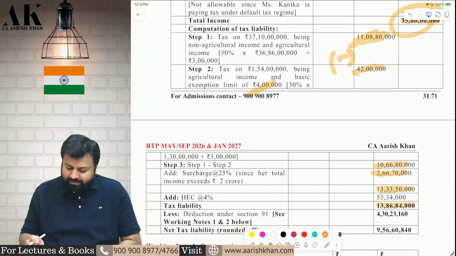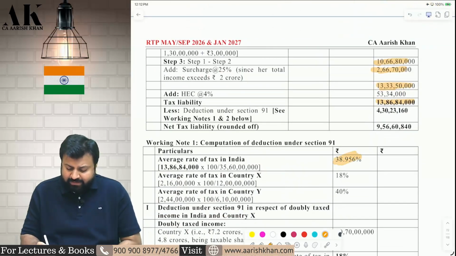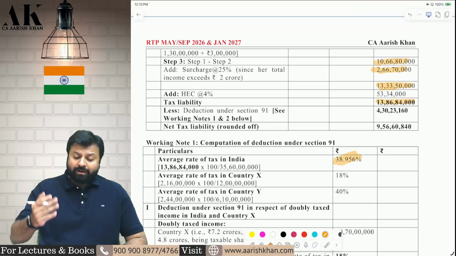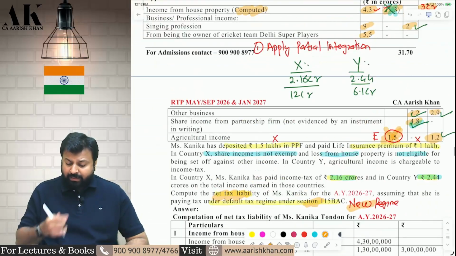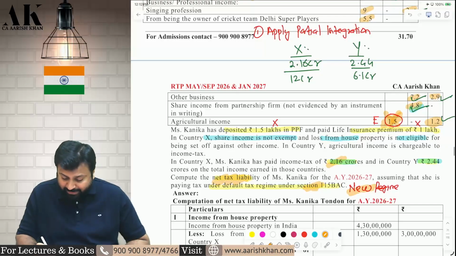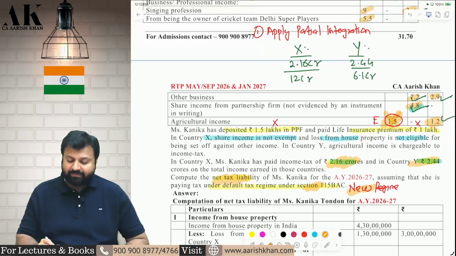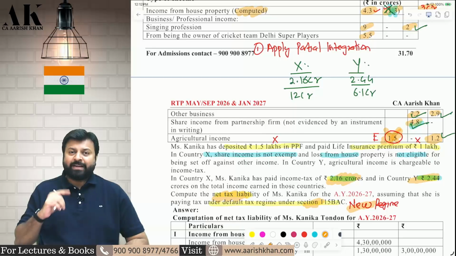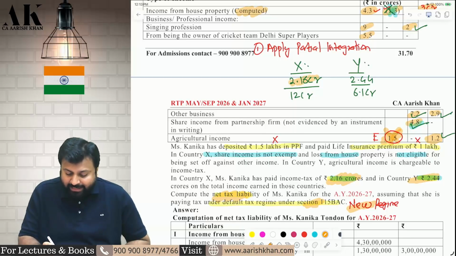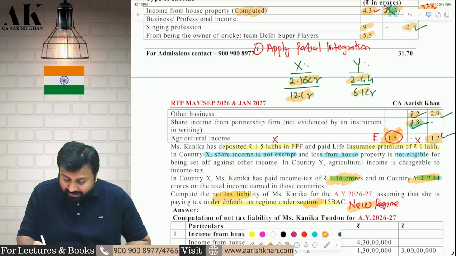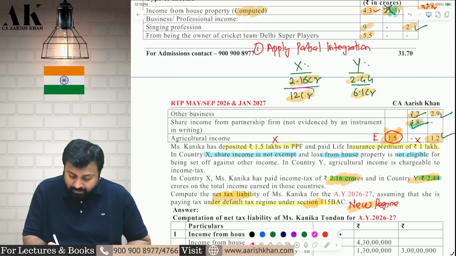You will get your tax in India, 13 crore 86 lakhs. You will get your average rate in India. Then you have to find out the average rate in foreign country. Now the average rate in foreign country is not directly given. They have given you tax paid in country X and tax paid in country Y. Because they have given you these, you can find out the average rate. How? Tax in country X divided by income of country X, tax in country Y divided by income of country Y. Sir, how did you find out this income?